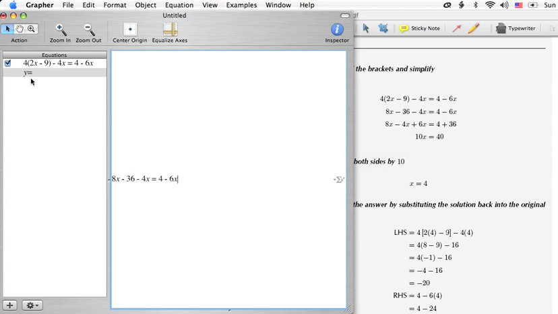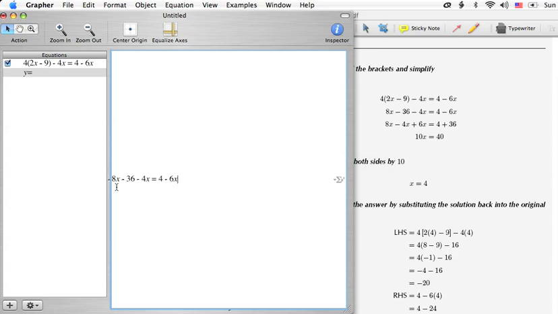We went from 4 main terms, 1, 2, 3 was the 4, and negative 6x was the fourth term. We went from 4 terms to 5 terms. So 8x, negative 36, negative 4x, 4, and negative 6x.